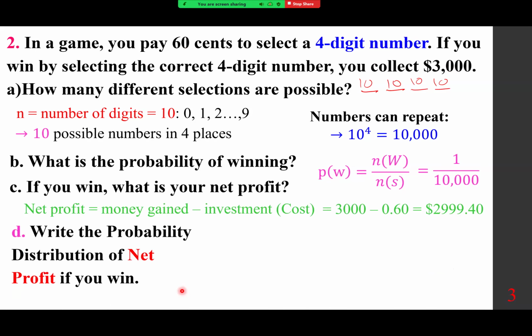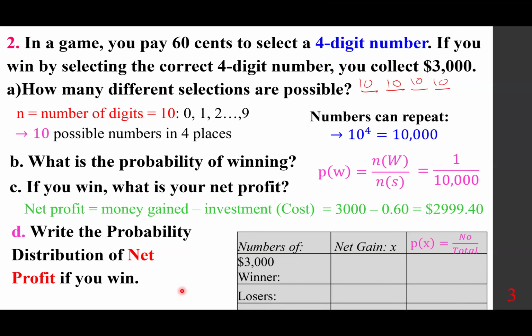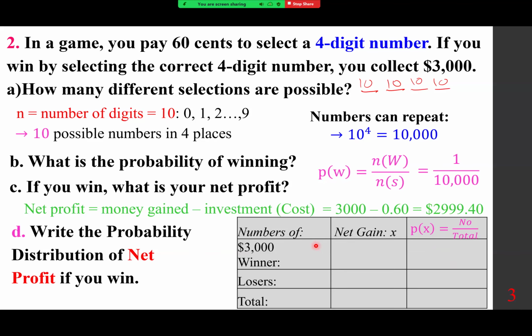Write the probability distribution of a net profit. So you set up a table. In short, for a discrete random variable, a probability distribution is simply a table of X and P of X. But just to make sure we understand what's happening, number of $3,000 winners, how many are going to win $3,000? Only one. The total is 10,000. Everybody else is going to lose. So it's 1 here, 9,999 here, 10,000 total here.